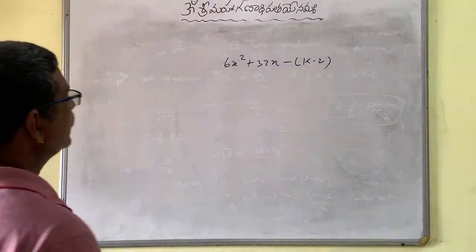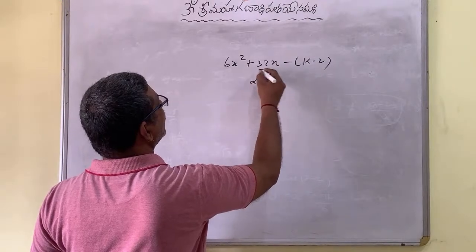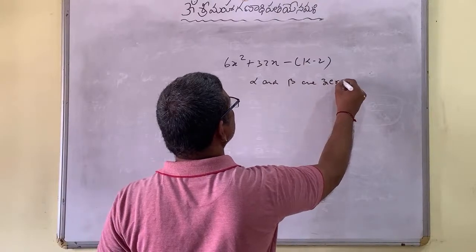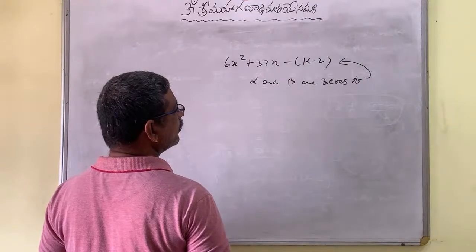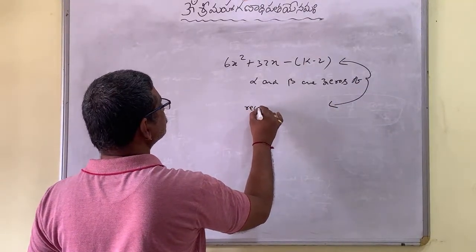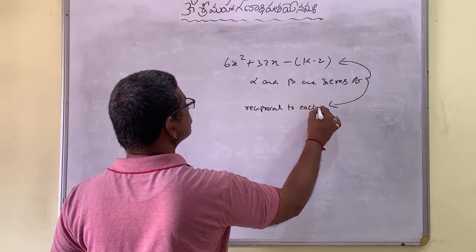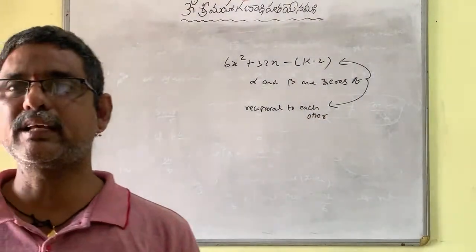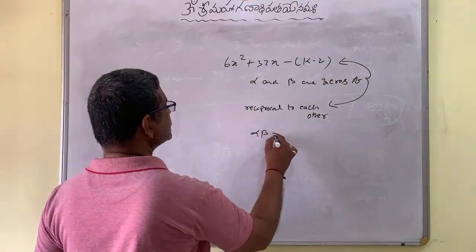Okay, so here alpha, beta are zeros of the given polynomials. Moreover, they are reciprocal to each other. What do you mean by that? Their product is 1.